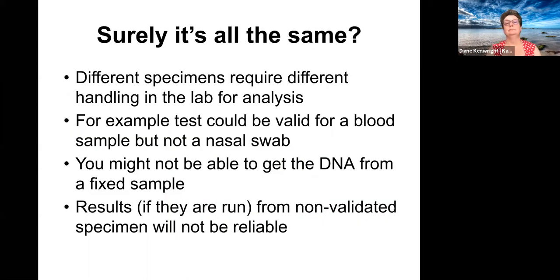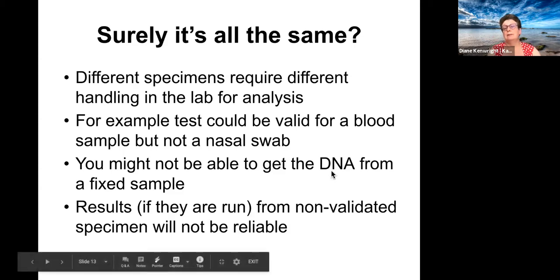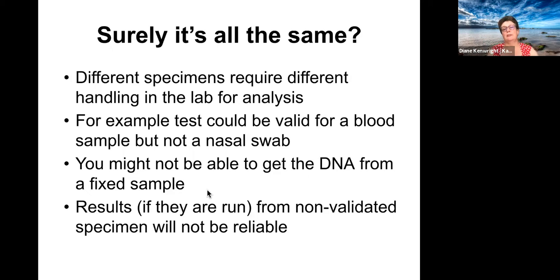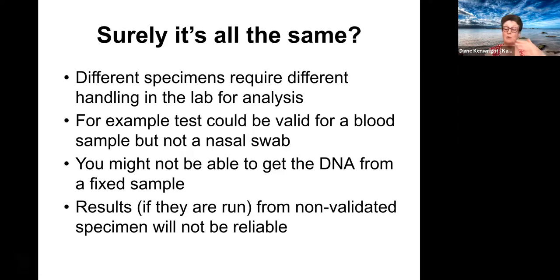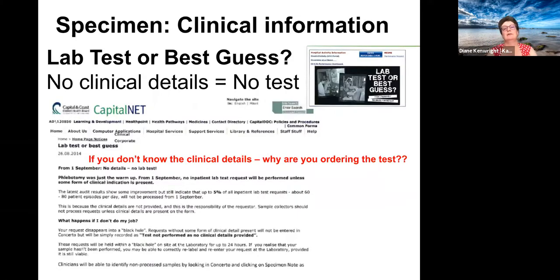Different specimens need different things happening to them in the lab. So a test that could be valid for blood won't be valid for a nasal swab, for example. You won't be able to get DNA from a fixed sample, but you will be able to get it from a fresh sample. So results from a non-validated specimen will not be reliable. So please, this is principle number one, send the right specimen to the lab, and you can do that by looking it up on the lab record. Mostly, if you're in doubt, send it fresh.